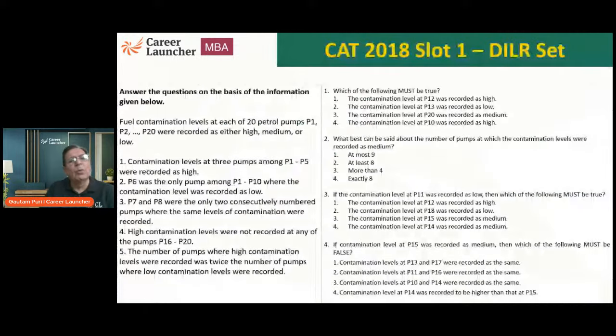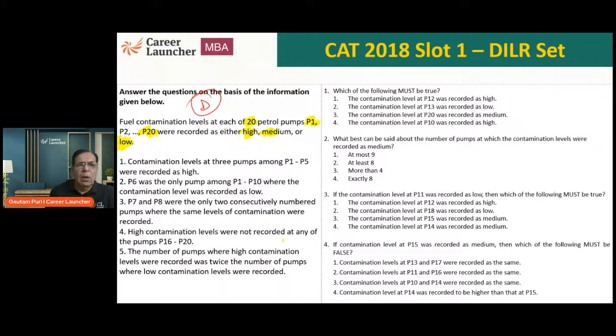It is a very famous set, the petrol pump one. Let's read. Let's decipher first. What does it say? Fuel contamination level at each of the 20 petrol pumps, P1 to P20, was recorded as either high, medium, or low. So, for 20 pumps, the fuel contamination level was evaluated. It was either high, medium, or low.